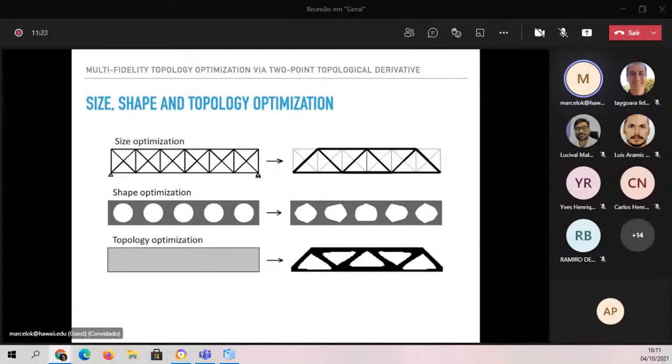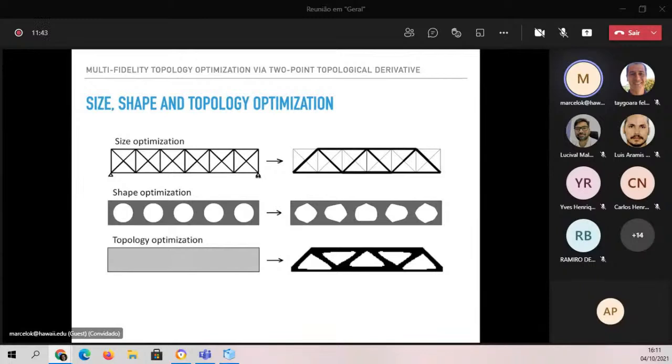The second class of problems is shape optimization. If you see, you start there in the shape optimization with holes, right? But they are circles. And then the shape optimization can deform those circles into something that is more high performing. Okay, and that's the solution on the right.